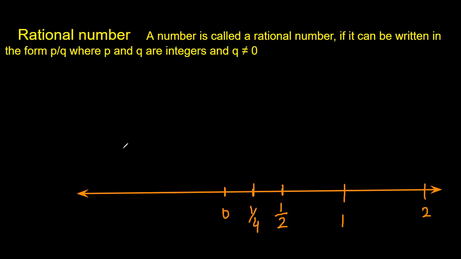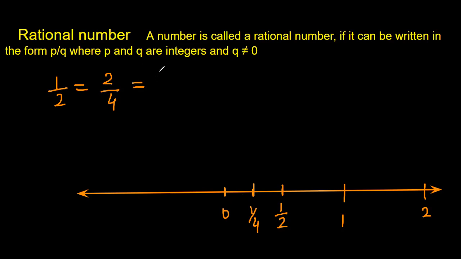Now look at these numbers, 1 by 2 and 1 by 4. 1 by 2 was not a member of the natural numbers, nor is it a whole number, nor is it an integer. So 1 by 2 is a different type. It's a fraction, right? It's a number that lies between 0 and 1. But one more thing about 1 by 2, 1 by 2 can be written as 2 by 4 also, right?